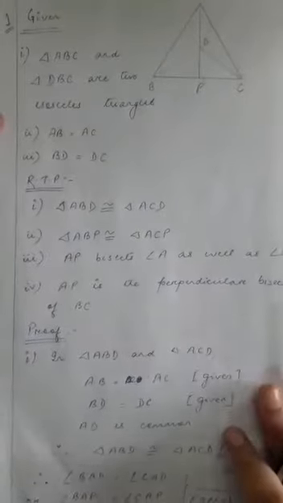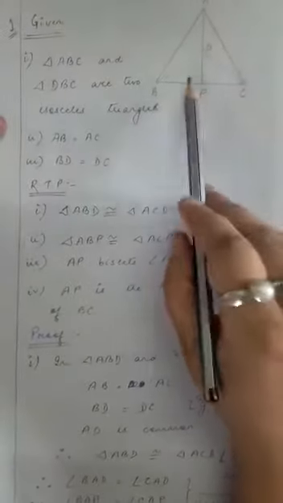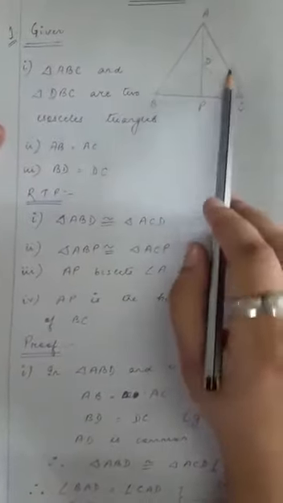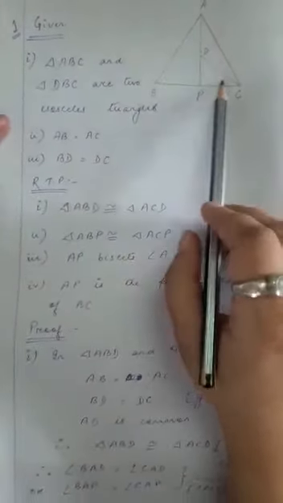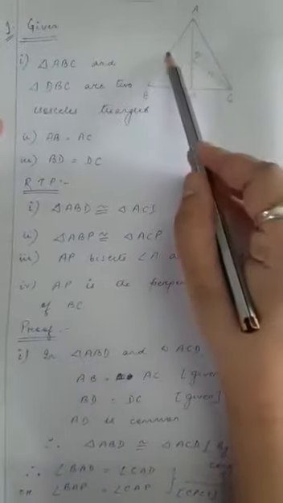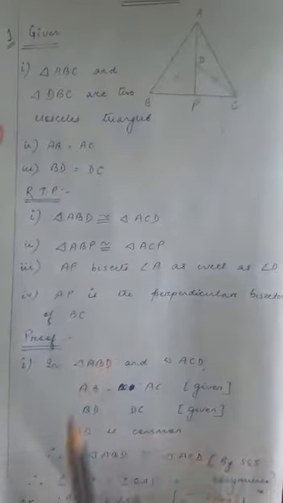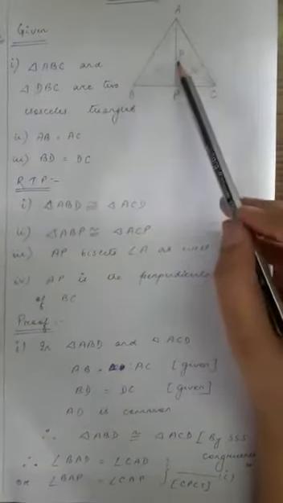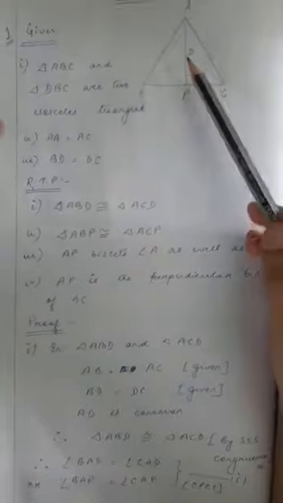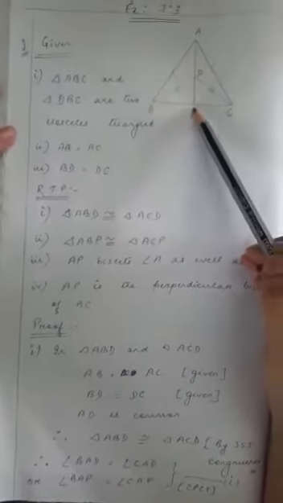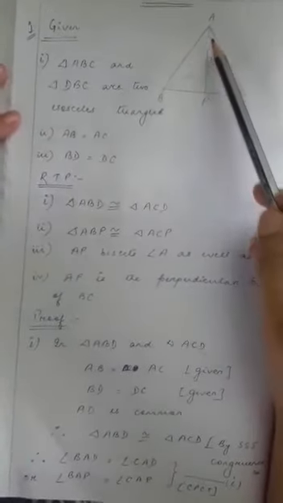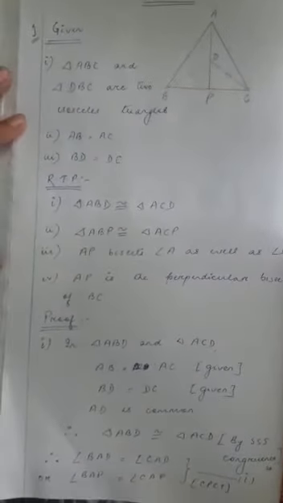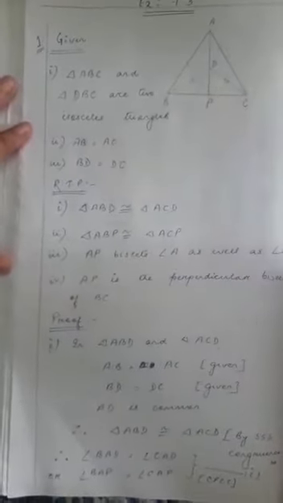In the first sum it is given that ABC and DBC are two isosceles triangles in which AB is equal to AC and BD is equal to DC. Required to prove: one, triangle ABD is congruent to triangle ACD. Two, triangle ABP is congruent to triangle ACP. Then AP bisects angle A as well as angle D, and AP is the perpendicular bisector of BC.